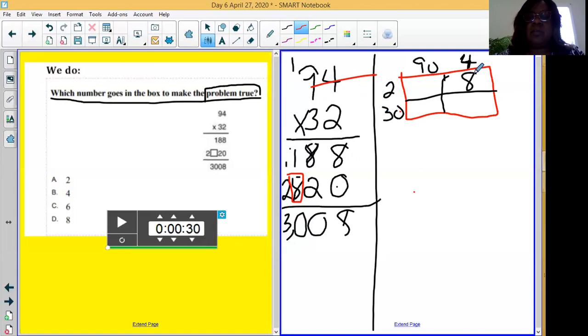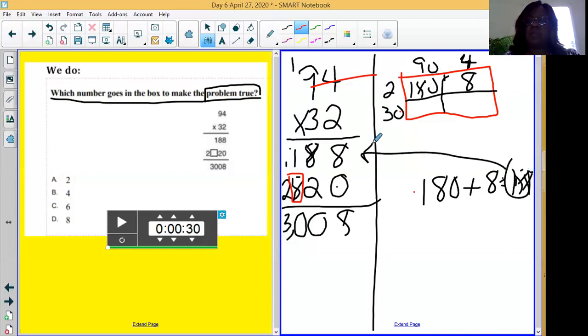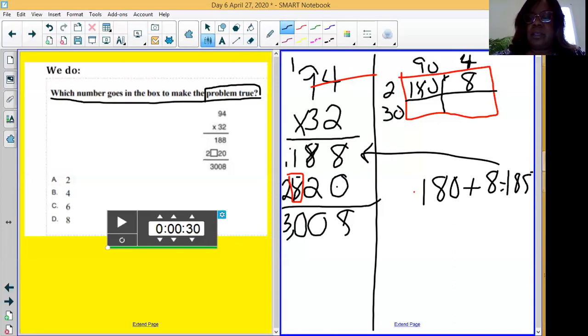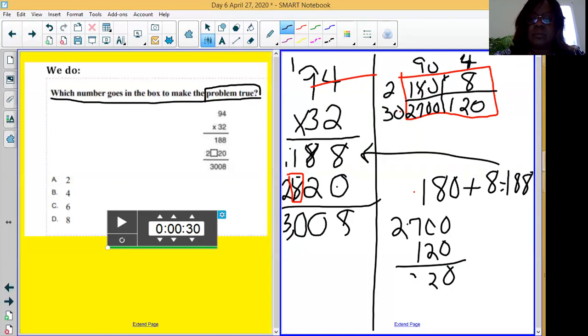So 2 times 4 gives me 8. 2 times 90 gives me 180. I take the 180 plus 8, I get 188. So that's the same as that. Now I'm going to take the 30 and multiply it by 4, which is 120. I'm going to take 30 multiplied by 9, which gives me 2,700. So if I take the 2,700 plus the 120, that gives me 2,820. This is the same thing.